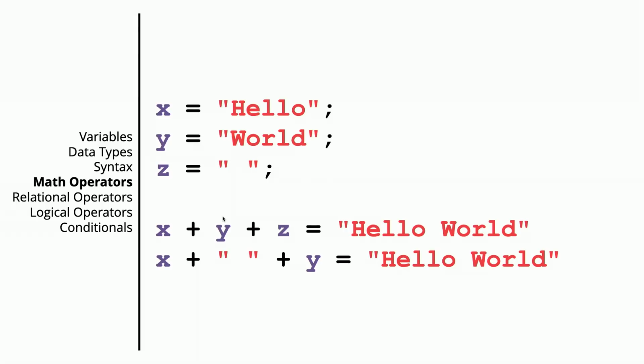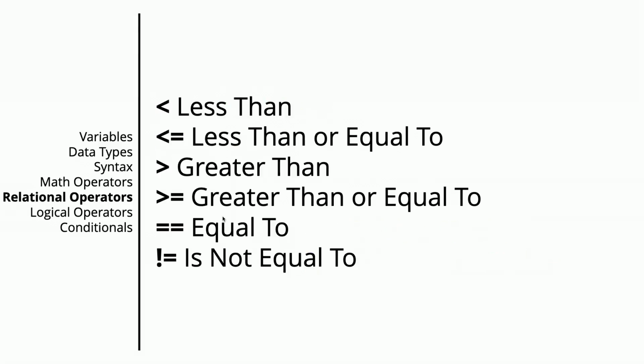Can anyone spot the mistake on this slide? X, Y, Z. It should be X, Z, Y, right? Because Z is the space in between. All right, so keep going.